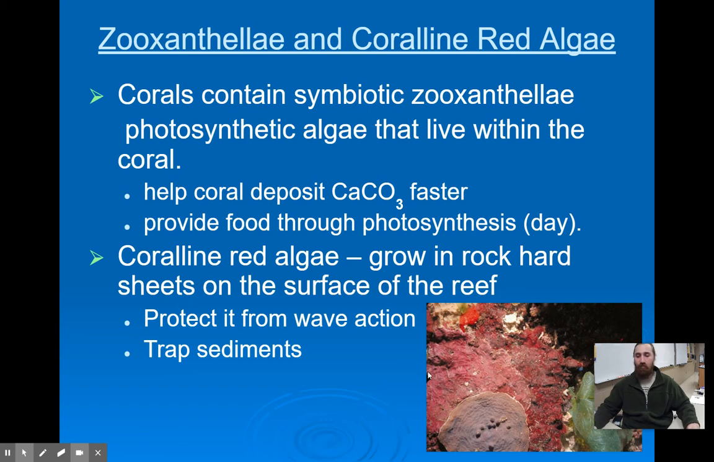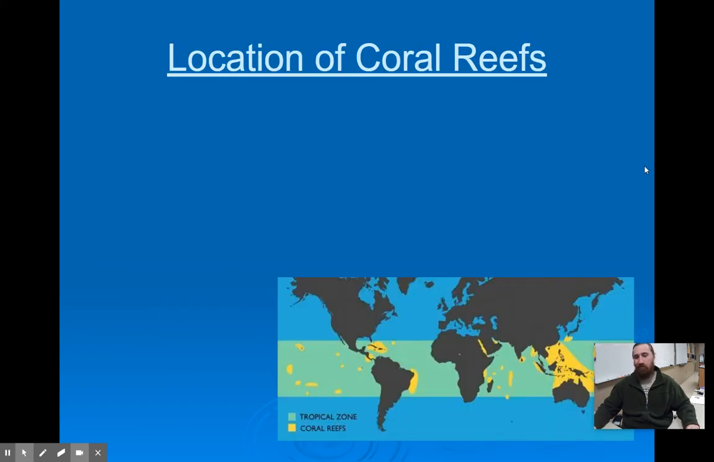Okay? So let's look at kind of where coral reefs are, because I think we all understand that coral reefs, for the most part, don't live where we are. Okay? Now, I want to point out that this map down here says coral reefs are only found in this middle piece of the world.